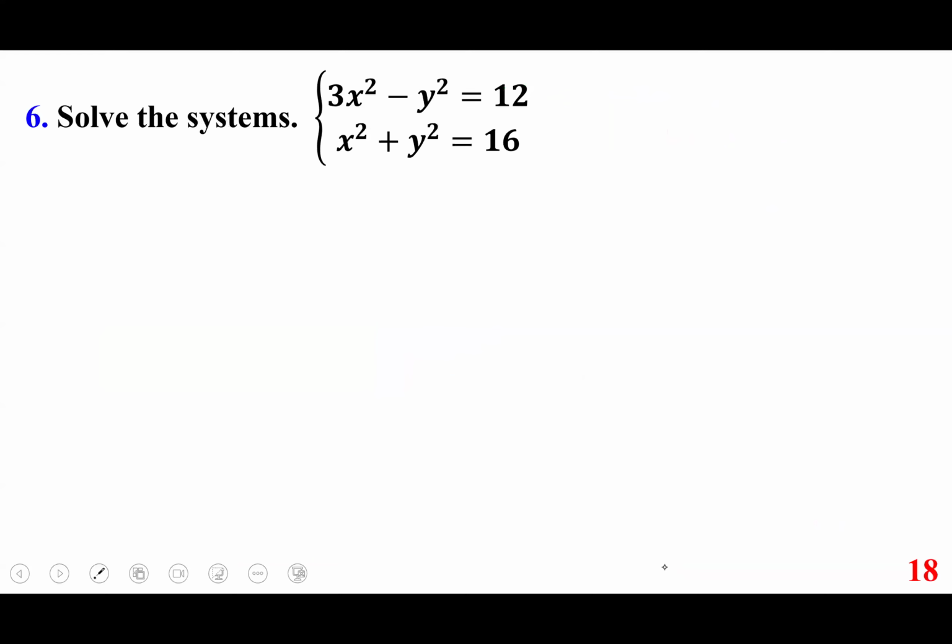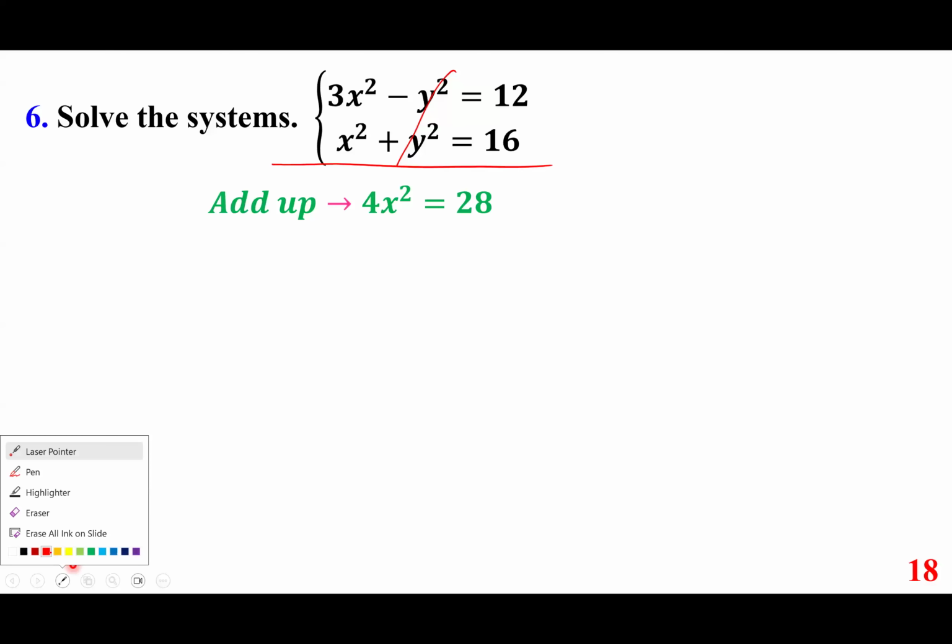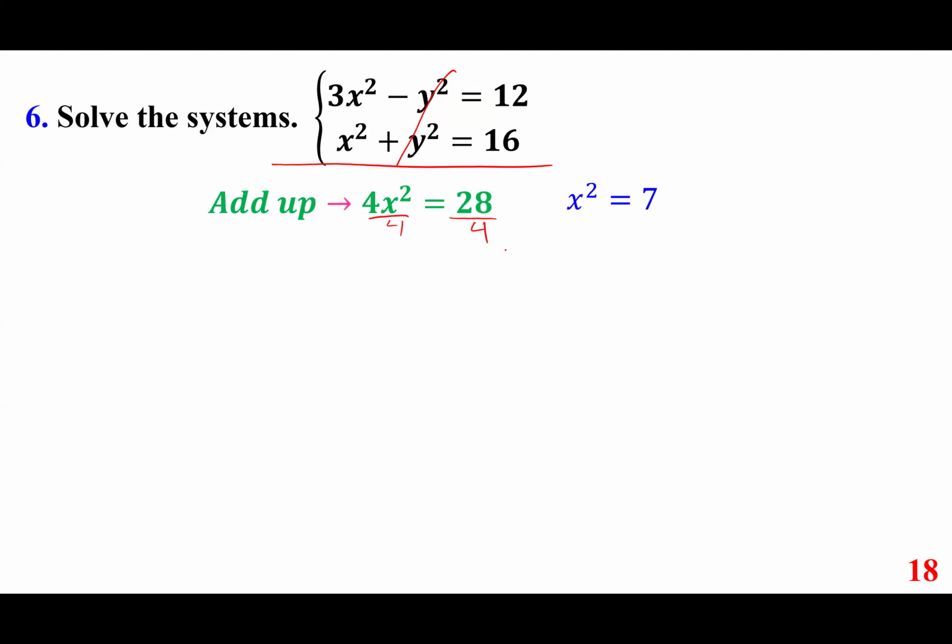What happens when we are dealing with nonlinear systems? We work in the same manner. For example, substitution method, addition method, whatever works. We notice that we can just simply add them up, and the addition method will do the job for us. These two cancel each other. We get 4x squared equals 28. X squared is 7. X is plus or minus square root of 7.